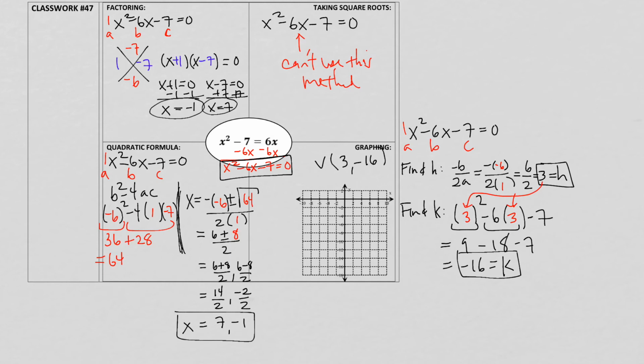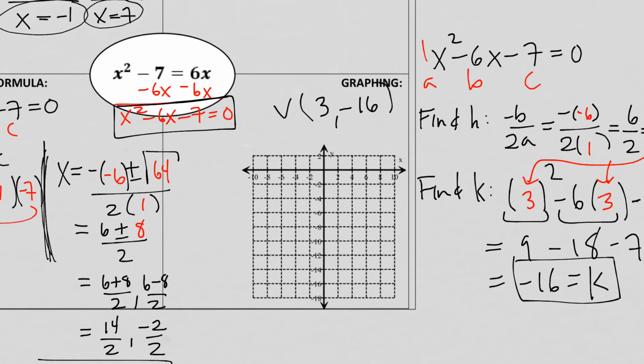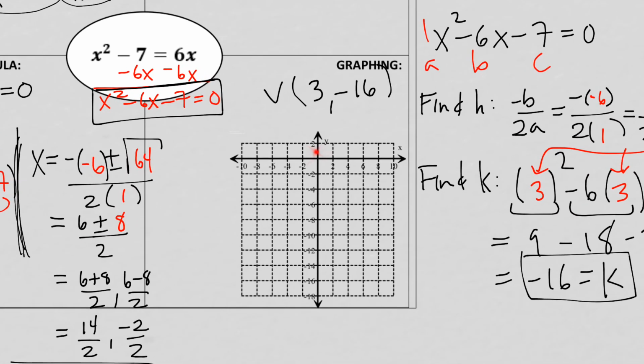So I can now plot that point as, because this graph goes by 2, so if I zoom in, 3 would be 1, 2, 3, then negative 2, 4, 6, 8, 10, 12, 14, 16 right there. So I'm going to plot that point right here.